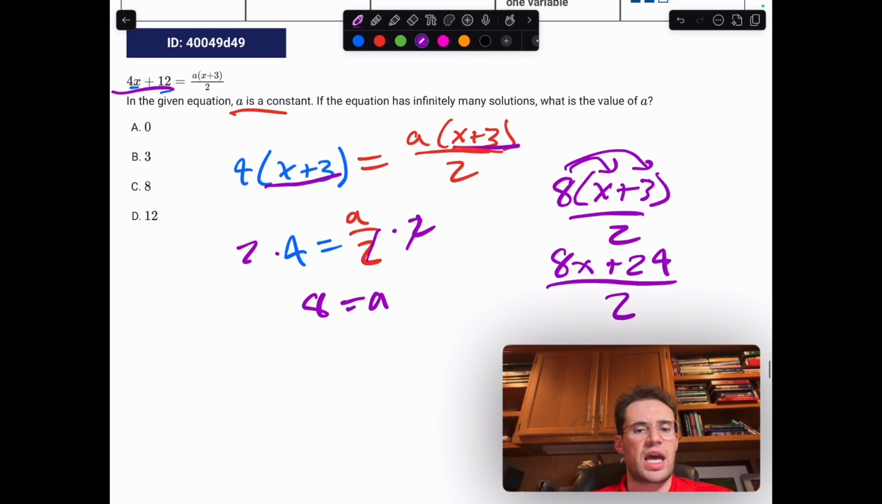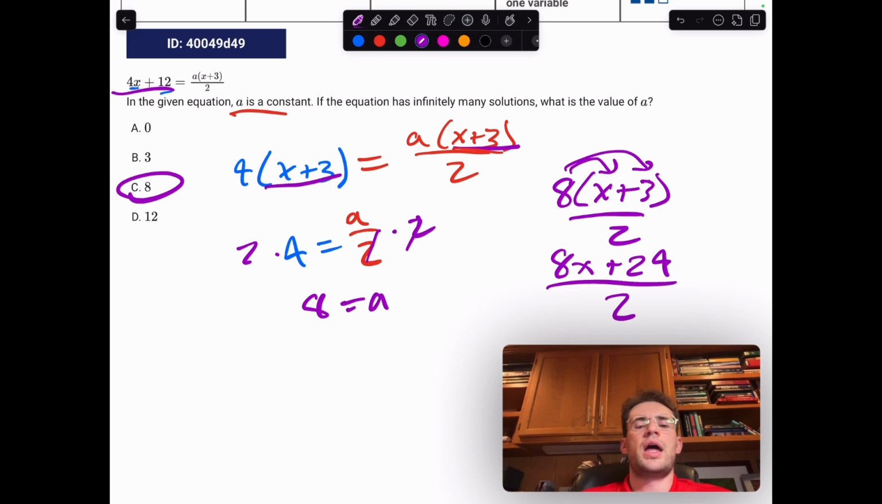What are they asking for? What is a equal to? It's 8. Now, I know this is not the only way to do it, but I think this is a good way to do it. I've shown on a similar problem how to do it the other way.